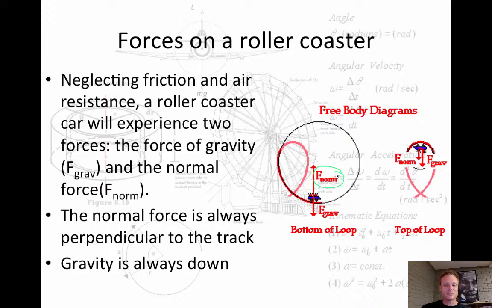And the reason why is the normal force has to be stronger than the force of gravity, or else the car would go right through the track, and it has to keep you going in this loop. And so that's why you feel really heavy at the bottom of the loop. Whereas up here, you'll notice the normal force is very small compared to the force of gravity. And that's why you will sometimes feel weightless, like you kind of fly out of your chair for just a second. So the normal force is always perpendicular to the track. The force of gravity always points down. Keep that in mind as we start to do some roller coaster problems.